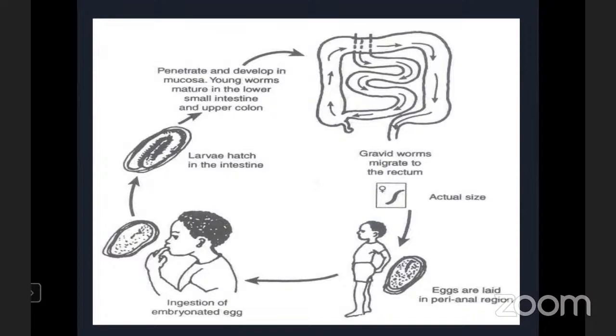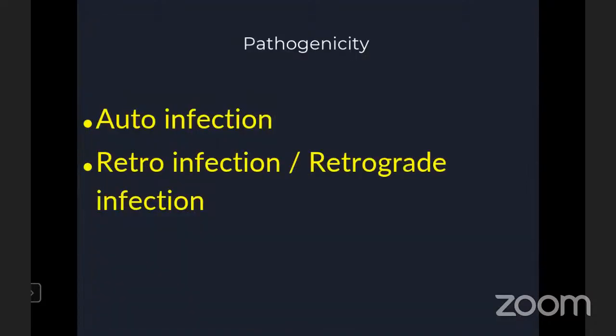The crawling of the gravid female worm leads to pruritus, and the patient scratches the affected perianal area. The patient has eggs of Enterobius vermicularis on the fingers and under the nails, which leads to auto-infection. The pathogenicity is seen in auto-infection. Auto-infection means the infection occurs from anus to mouth. In retro-infection, the infection occurs from anus to colon. Auto-infection is more commonly seen in children.